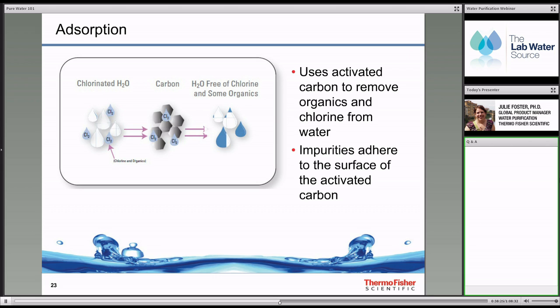Adsorption is, if you think back to UV oxidation, it oxidizes the organics. You still have those species in the water. So adsorption is a technology. It usually lives in the ion cartridge. The activated carbon is mixed with the resin in a cartridge. And it's responsible for removing any residual organic impurities and any chlorine that might be in the water. So in organic adsorption, the impurities in the water form a low energy chemical bond with the surface of the activated carbon, and they get removed from the water.